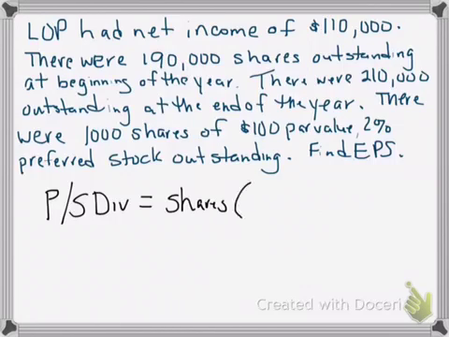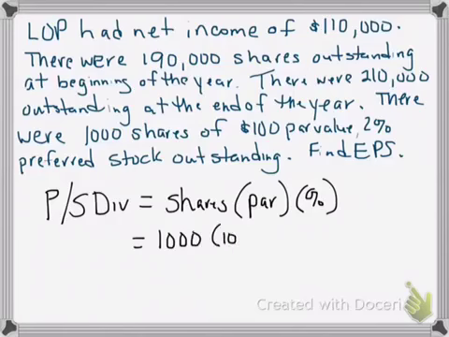You will multiply that by the par value, and then multiply that by the percentage. And this is going to give us what the dividend is going to be. So in this case, I would take 1,000 shares, $100 par, 2%. And so what we would end up with for our preferred stock dividend would be $2,000.